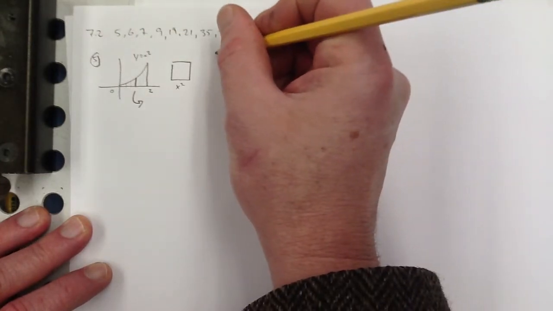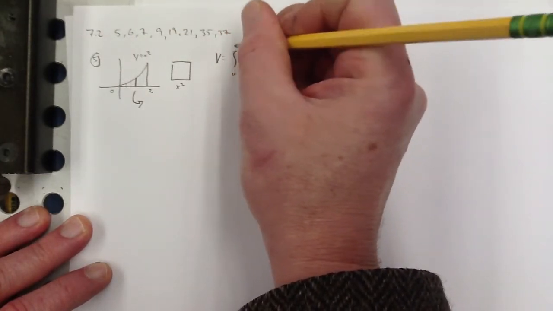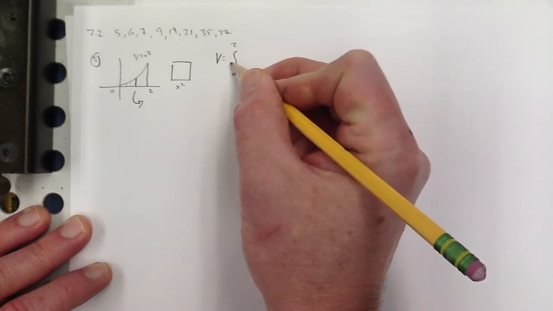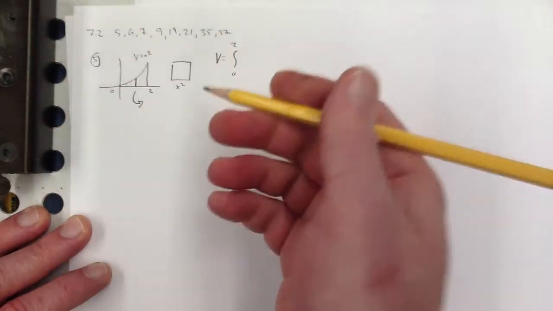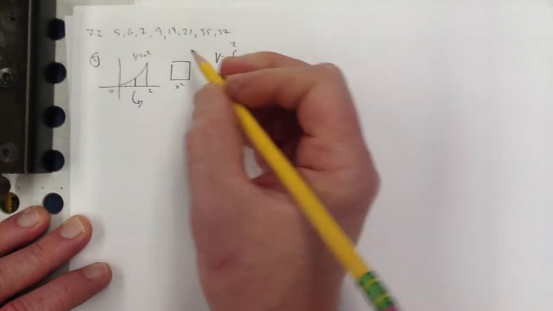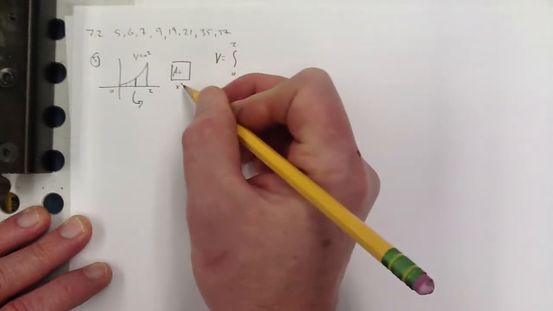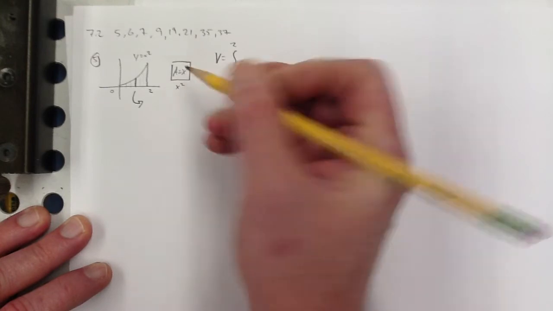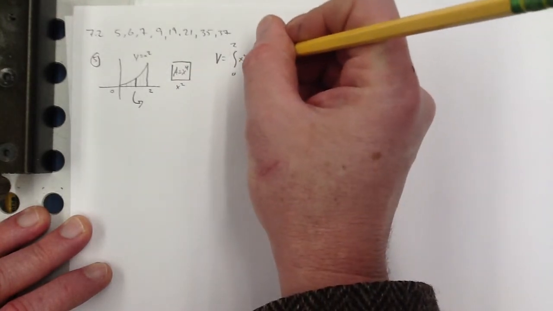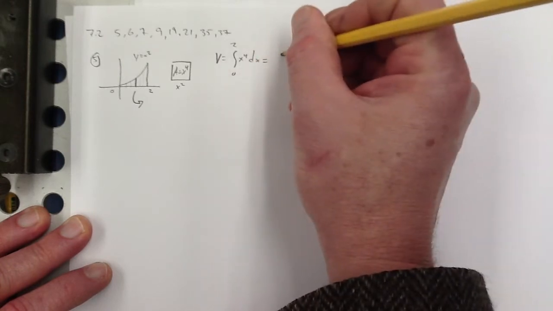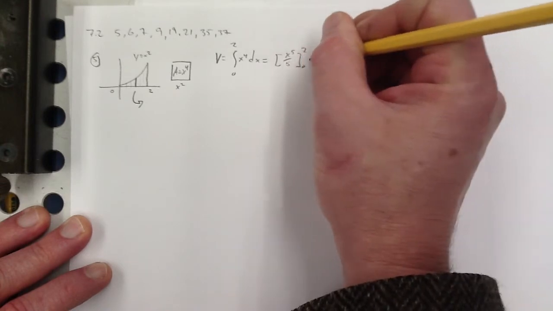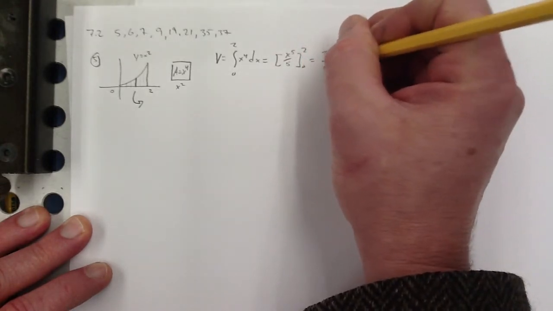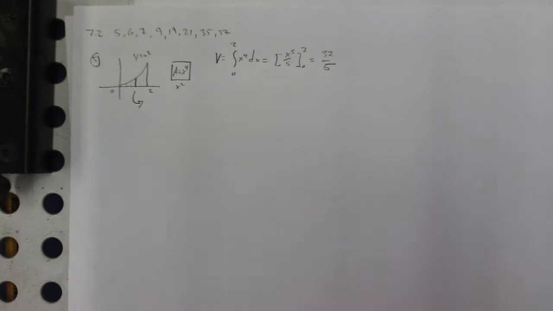So I need to integrate. My volume is equal to the integral from 0 to 2. Should I put a pi out here? No, it's just the area of the cross-sections. Now, if you're rotating things around, then your cross-sections are circles, so you have that like pi r squared. But the area of this is x squared times x squared, or x to the fourth. And that's all you need to do.